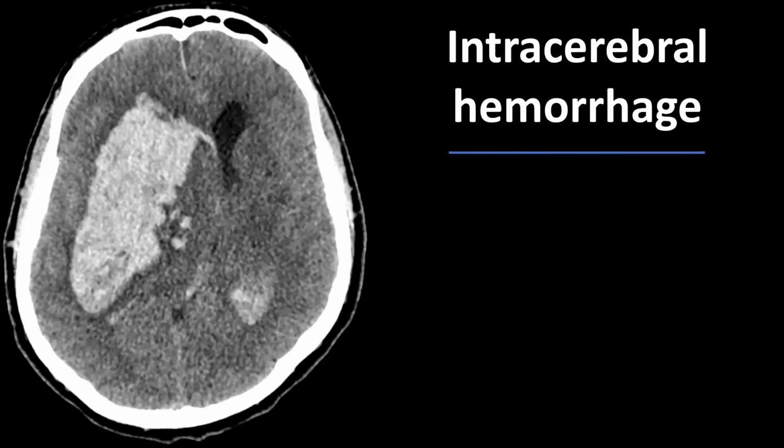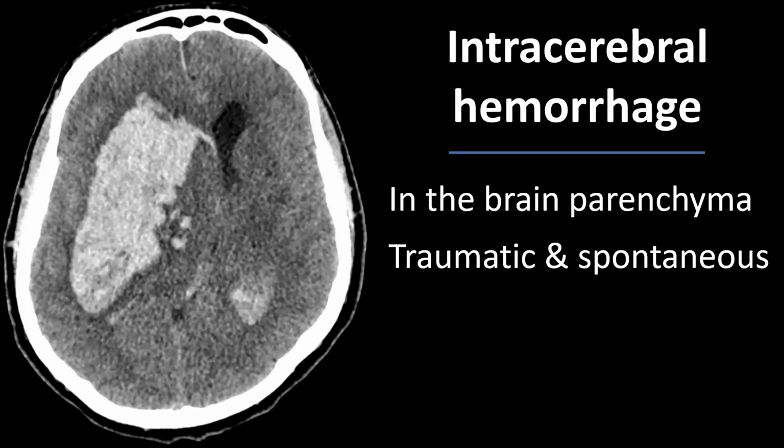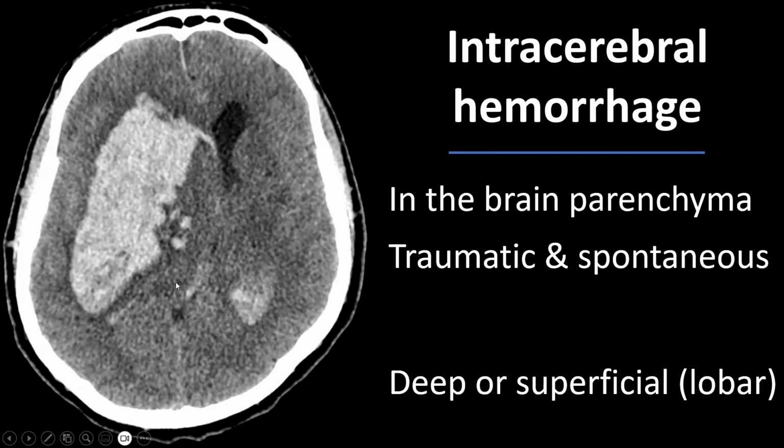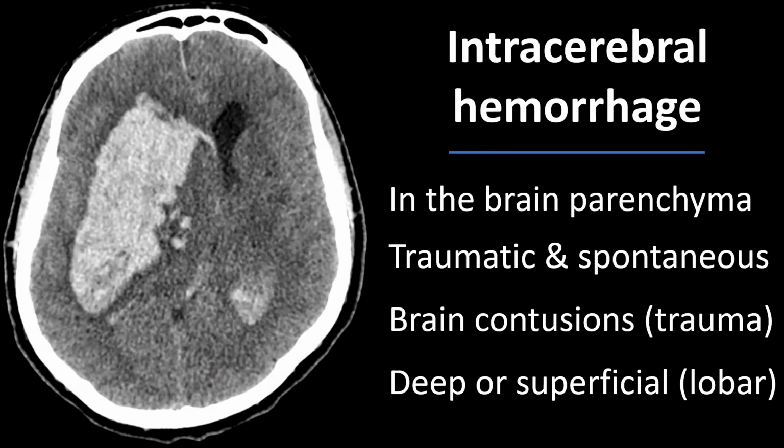Let's move on to hemorrhages or hematomas located inside the brain parenchyma. These can be traumatic and spontaneous. When intraparenchymal hematomas are traumatic, they often have a predilection for the cortex of certain brain areas along the base of the brain. Spontaneous hemorrhages tend to often be deep inside the brain parenchyma, but can also be superficial. In that case, we call them lobar intracerebral hemorrhages.